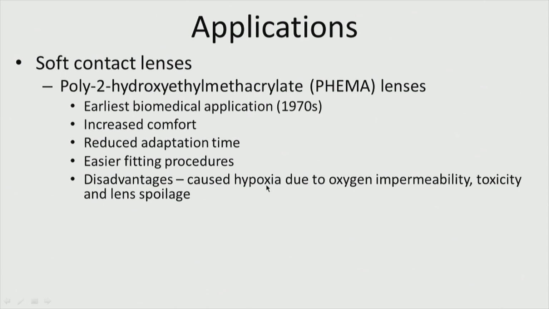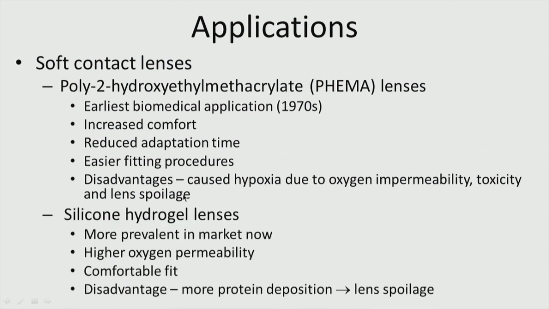Disadvantages: cost, hypoxia due to oxygen impermeability, toxicity and lens spoilage. Silicone hydrogel lenses are more prevalent in the market now, with higher oxygen permeability and comfortable fit. Disadvantage: more protein deposition, so lens spoilage.